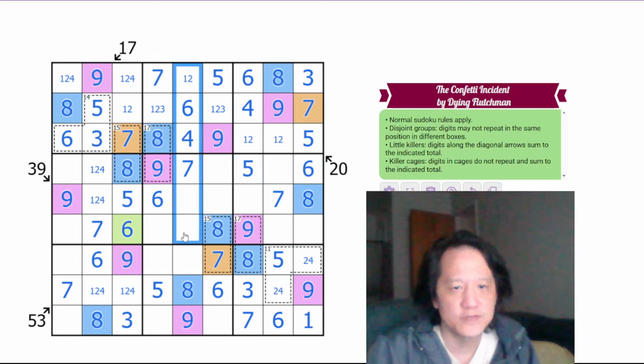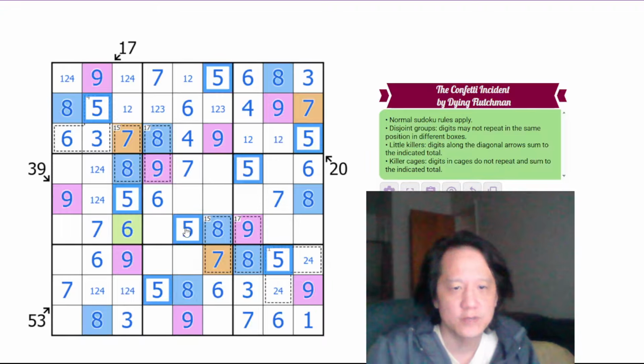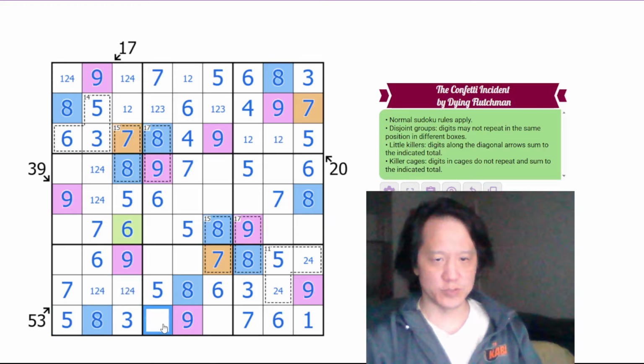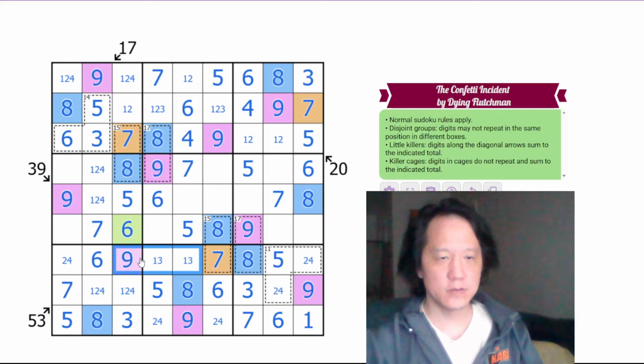5 in box 5 cannot be here, cannot be here, can't be here, so it must be here. That gives us 8, 5, so we know where the last 5 has to be. It has to be here. Okay. 1 has to be one of these two. This becomes a 2, 4 pair here. This has to be 2 and 4 also. This must be a, what, 1, 3 pair here.